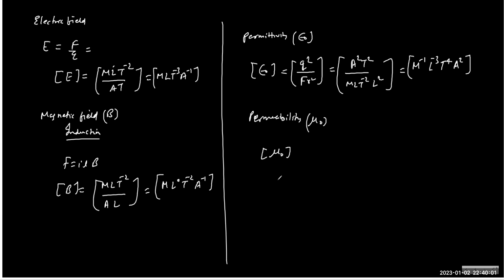So B equals mu naught I by 2 pi r. Yeah, that's also possible. You can choose any formula. And F equals I L B. So you can compare these two, because we have to only check the dimension, right?